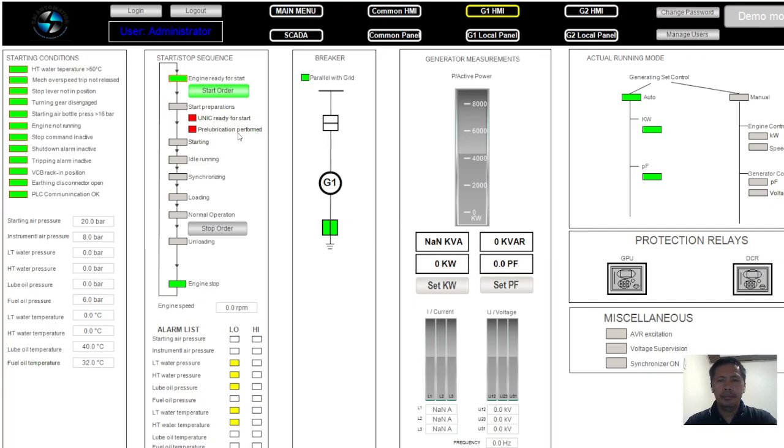So now we'll start the engine. To start, I will click this start. Now the pre-lubrication is performed. Now the engine is starting, then idle running. As we can observe, the G1 is energized here.